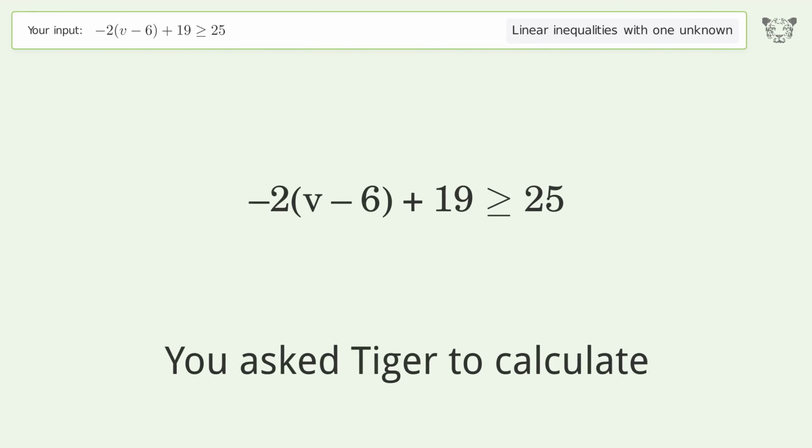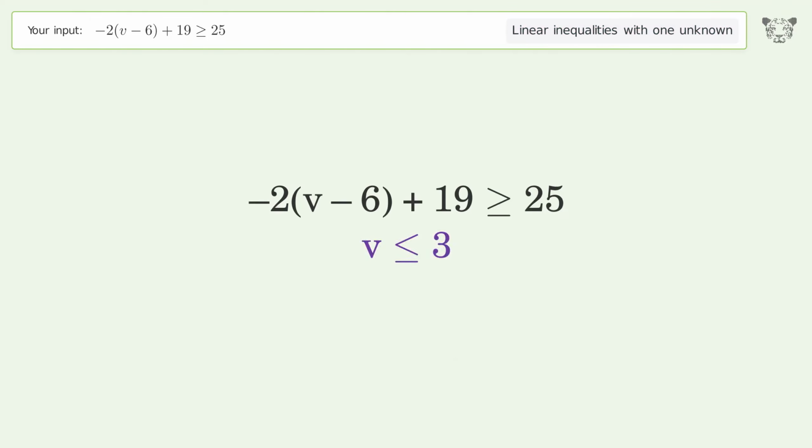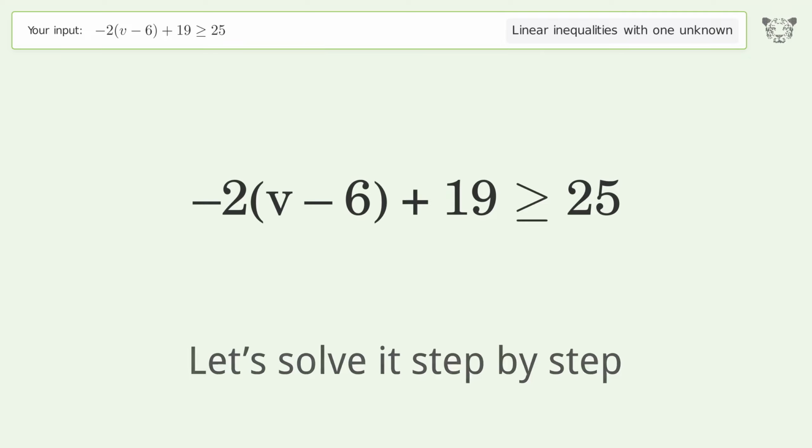You ask Tiger to calculate. This deals with linear inequalities with one unknown. The final result is v equal or smaller than 3. Let's solve it step by step.